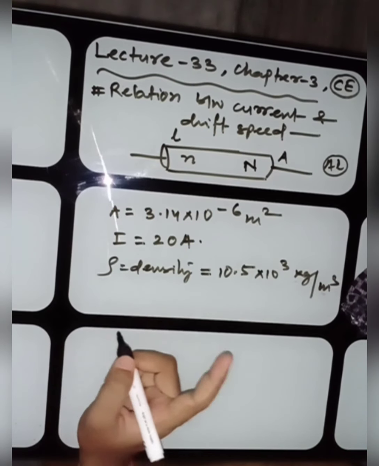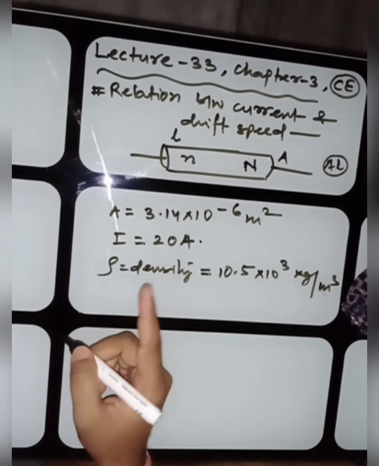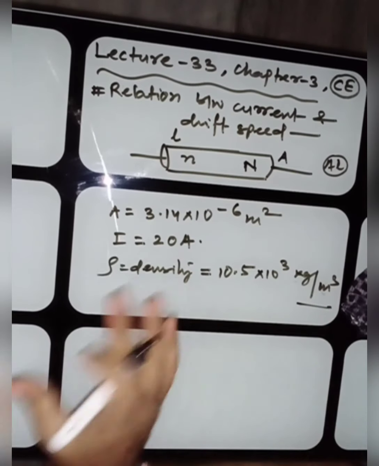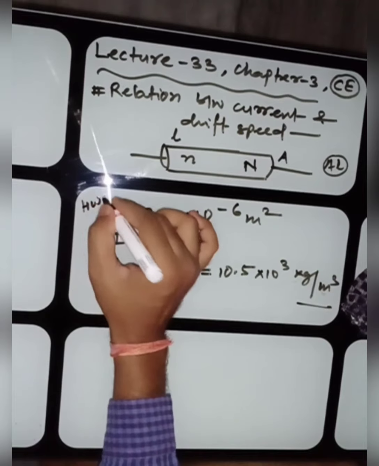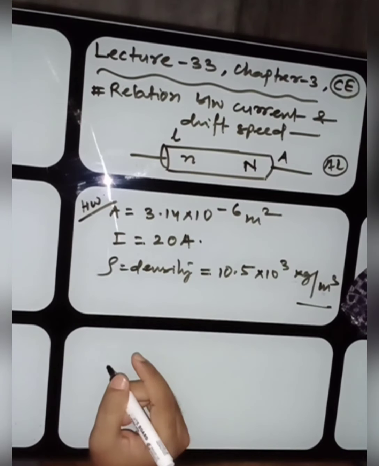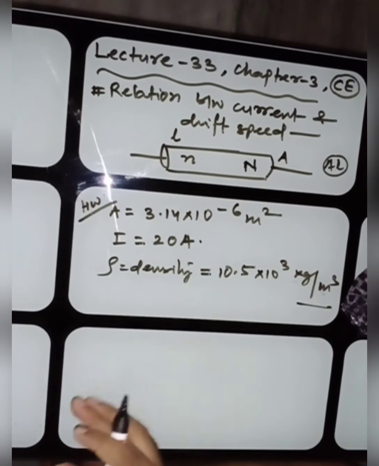Okay, and the rest of the things, that is the Avogadro number and the charge on electron, you have to use by yourself. So this will be your homework. You will show me in the next lecture. Okay, so this is a simple question that you have to solve.